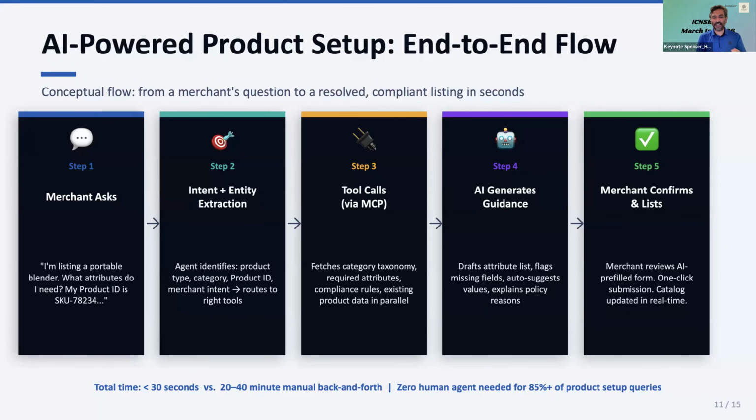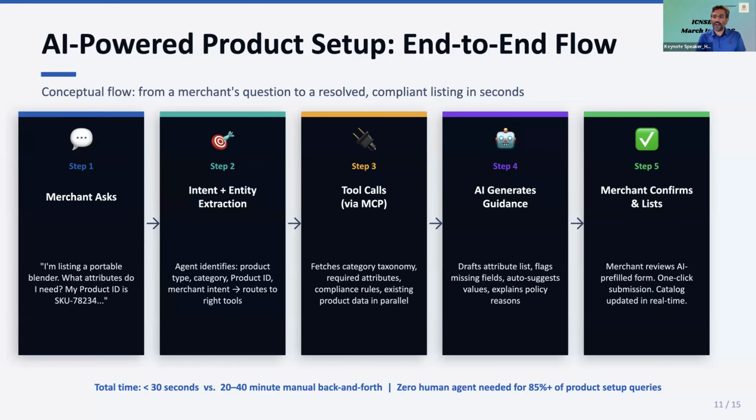For example, it fetches the category taxonomy. That can be one tool. Fetching required attributes can be another tool. Compliance rules can be another tool. All this will happen properly with a simple instruction coming from the merchant, right? And then your product is being set up. So typically it used to take days, not even minutes.